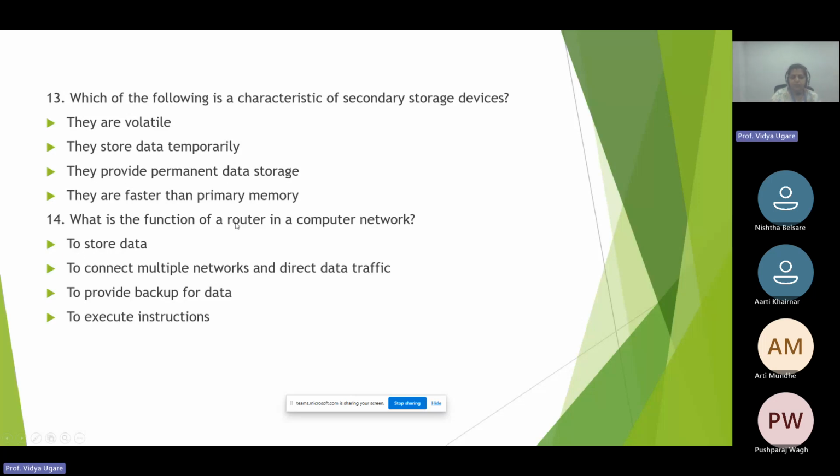What is the function of a router in a computer network? To connect multiple networks and direct data traffic. Exactly. Because a router is a device which we don't use for storing, backup, or executing instructions. We use it whenever we want to connect multiple different networks.